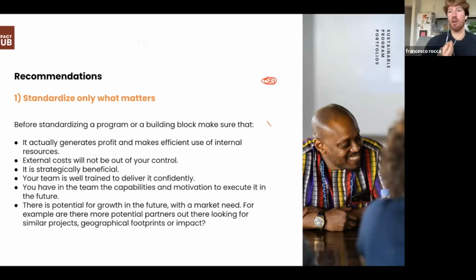But it only makes sense to create a blueprint of the program if you know it's going to happen again in the future. If it's a one-off project with a specific client, and especially, as TJ said before, if it's a publicly funded project, the likelihood of it being repeated is small, so it might not be worth losing a lot of time in the standardization.